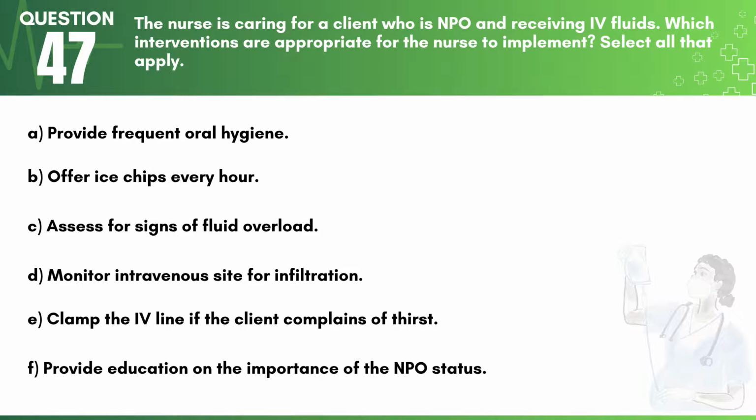Question 47. The nurse is caring for a client who is NPO and receiving IV fluids. Which interventions are appropriate for the nurse to implement? Select all that apply. A. Provide frequent oral hygiene. B. Offer ice chips every hour. C. Assess for signs of fluid overload. D. Monitor intravenous site for infiltration. E. Clamp the IV line if the client complains of thirst. F. Provide education on the importance of the NPO status.